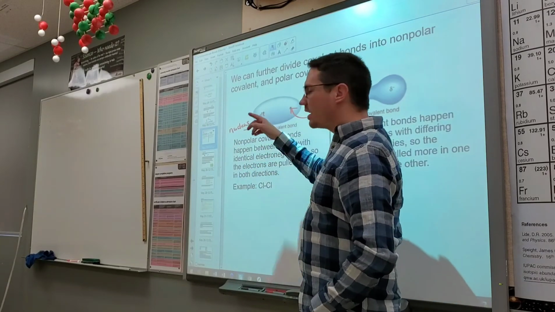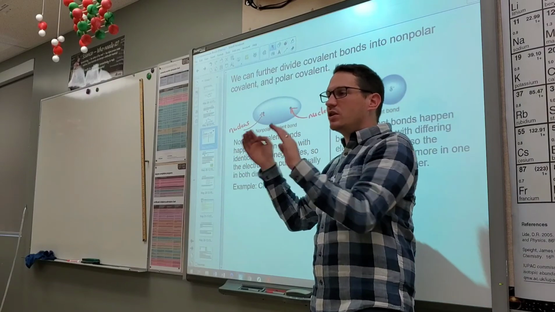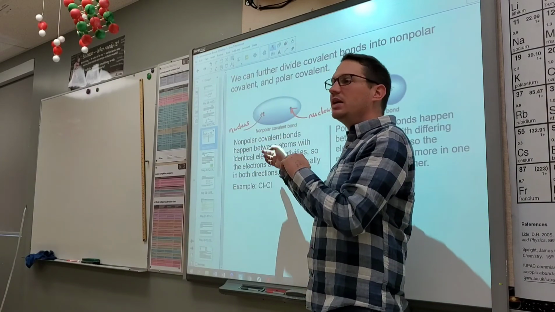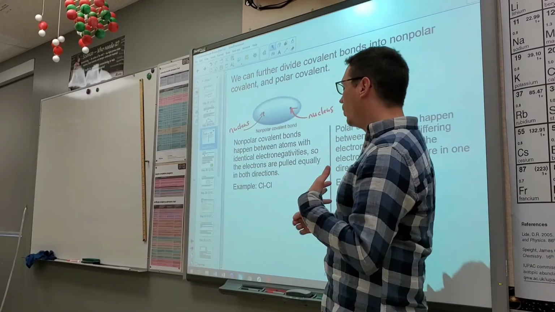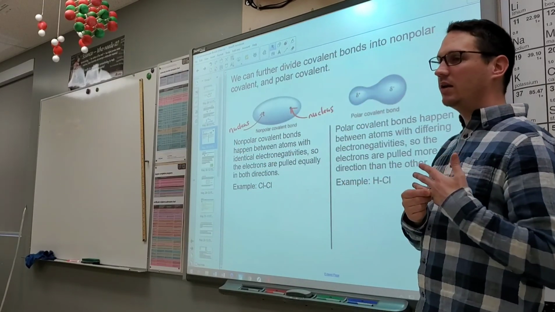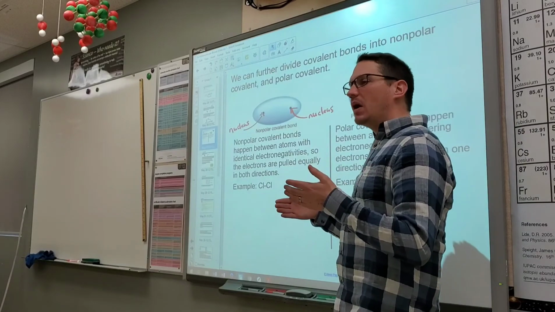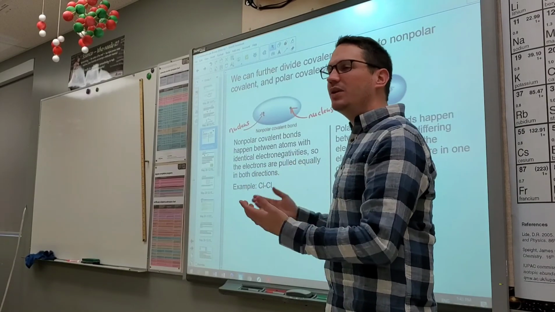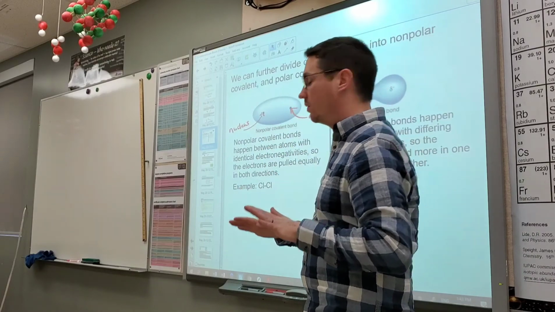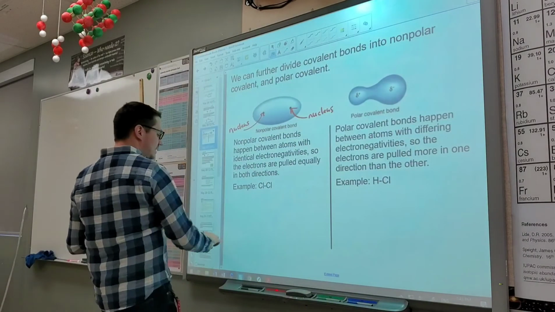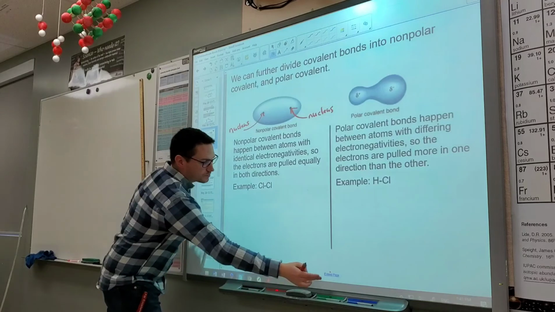Is anybody winning? Can you see, is the bubble closer to one than the other? No. Or is it pretty even? Even. It's pretty even. This is what we call a non-polar covalent bond. It's brought about because the electronegativity difference is very, very small, or it's 0, okay? Let's take a look at an example.